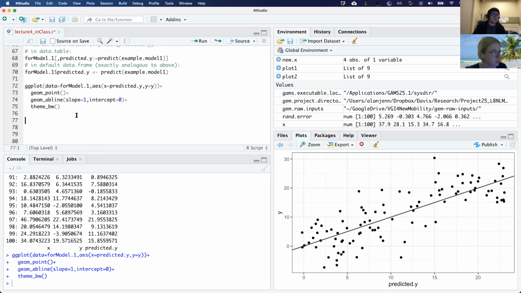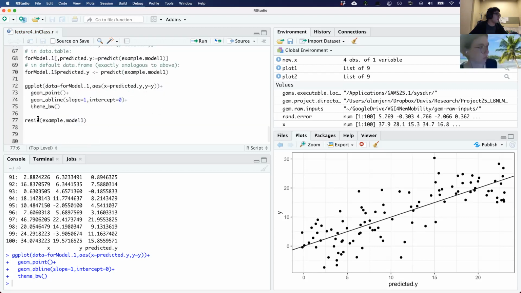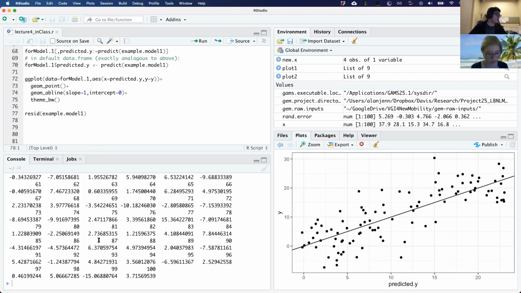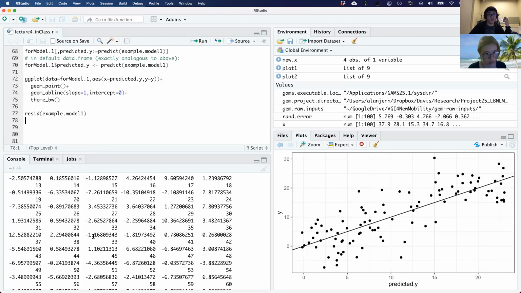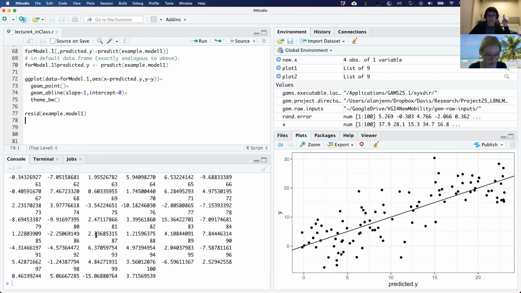So we have the y hats, and so now we need to look at the residuals, which is done in a pretty similar way with resid, which stands for residuals. So instead of doing predict, which gives you the y hat, you just use this function, which will give you my errors. So these are the 100 errors associated with each of the points. And these represent the difference between each particular point and the corresponding predicted value.